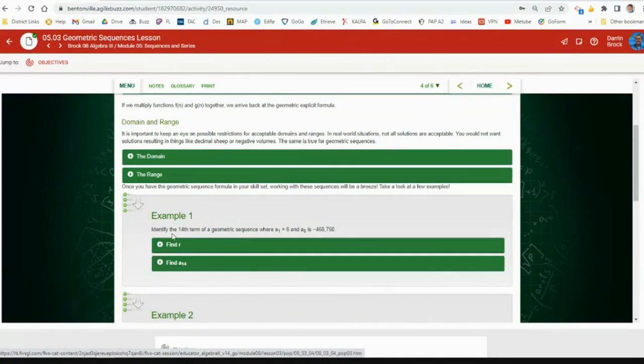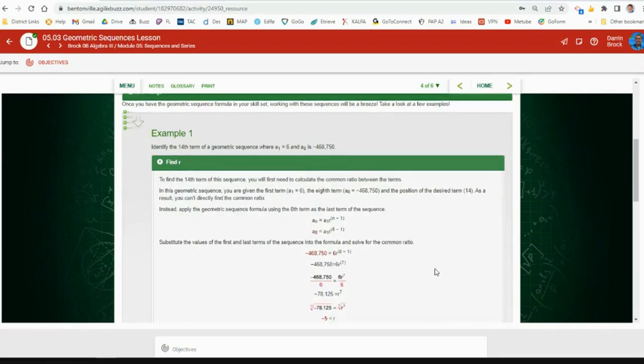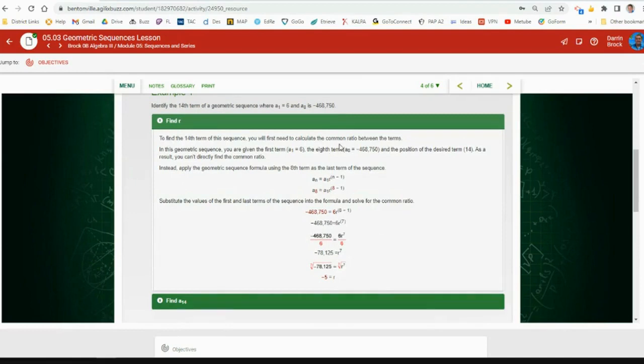Here's one that says, identify the 14th term of a sequence where a sub 1 is 6 and a sub 8 is negative 468,750. That's a good one because they didn't tell you the common ratio, and they didn't give you two consecutive terms. So let's go through that example. To find r, when all we know is the first term and the eighth term, we're going to have to calculate the common ratio. We need the 14th term, but we have to know the common ratio between the first and the eighth.